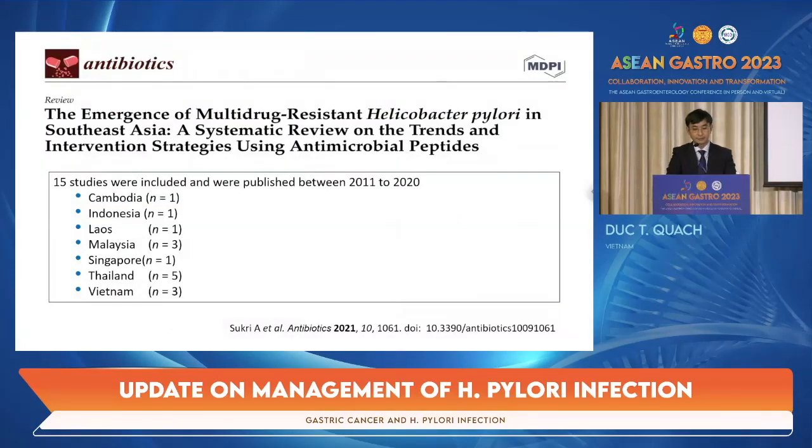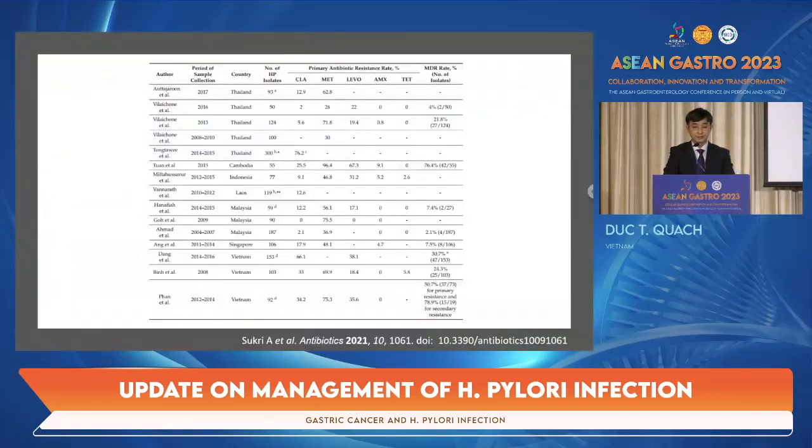So it's also very important to talk about the emergence of multi-drug resistant Helicobacter pylori in the region. Over the last 10 years, we have more than 15 studies included and published in this meta-analysis. We show that in Thailand, we have some data to show that we have this kind of bacteria. Unfortunately, this slide shows that the data was confirmed in the mountain area and in the yellow triangle, but not in the other parts of the country.